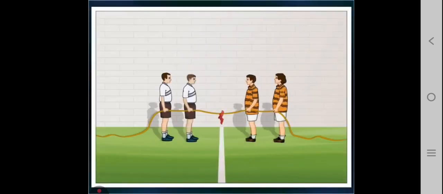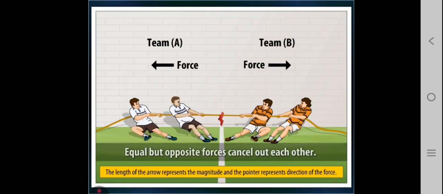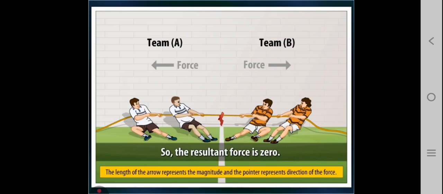Consider the game of tug-of-war where players of two teams exert force from opposite sides of the rope by pulling. If both the teams, say A and B, pull with an equal force, the rope will not move. Can you guess why? Because equal but opposite forces cancel out each other. So, the resultant force is 0.